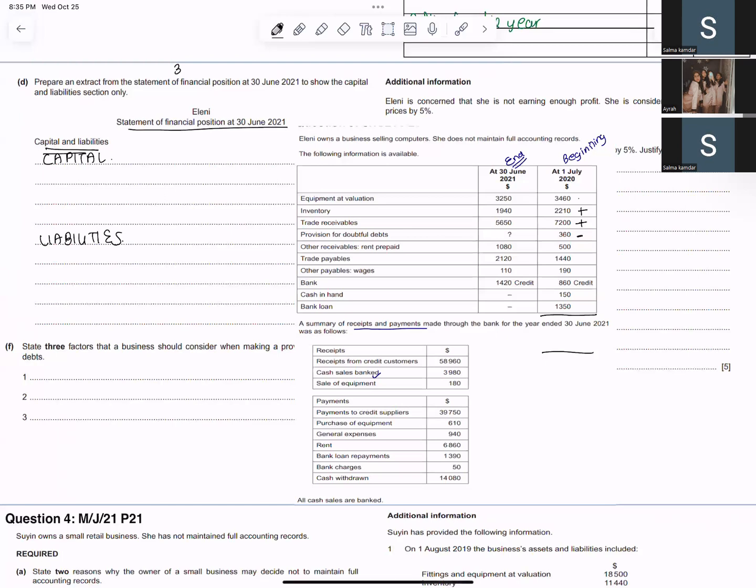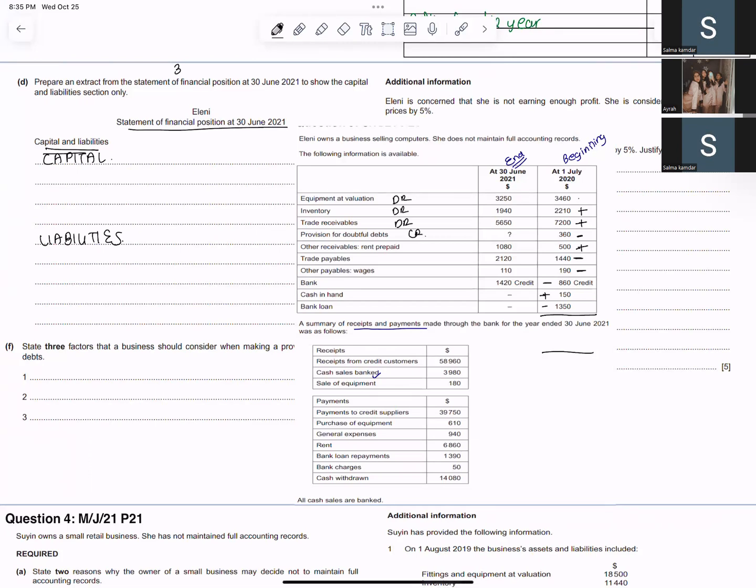Prepaid rent is an asset, right? So it has a debit balance. Trade payables has a credit balance, so minus. Other payables also has a credit balance, so minus. Bank overdraft is credit, so minus. Cash in hand is positive, so add. Bank loan is a liability, so minus. Or alternatively, you can say all the debits minus all the credit.